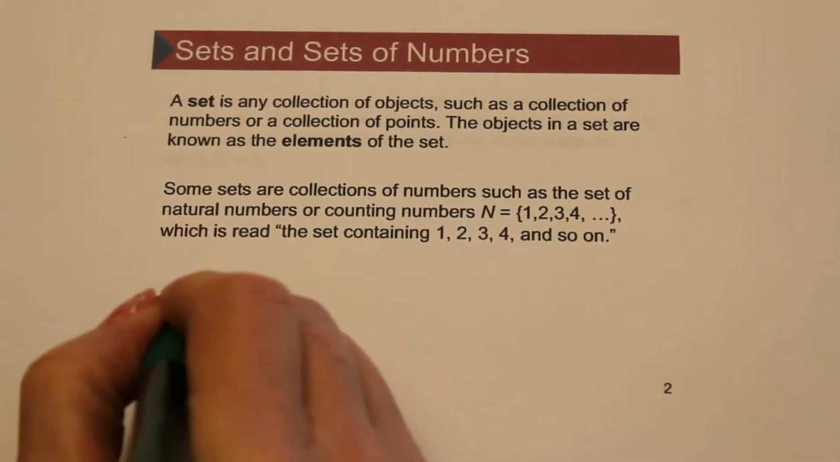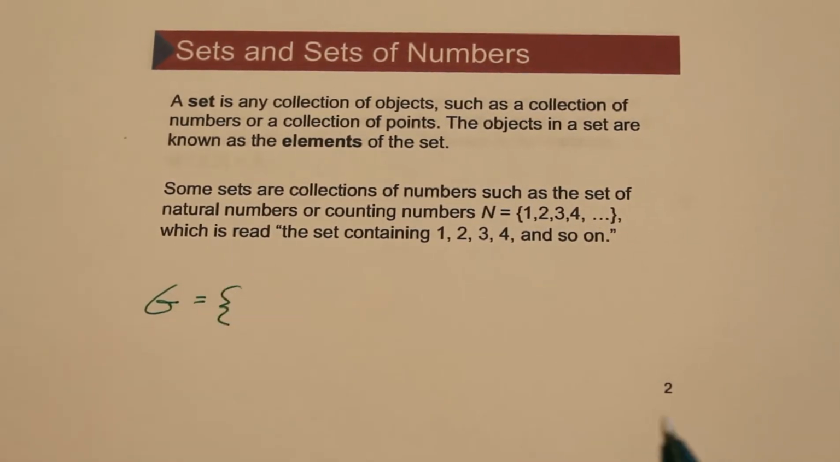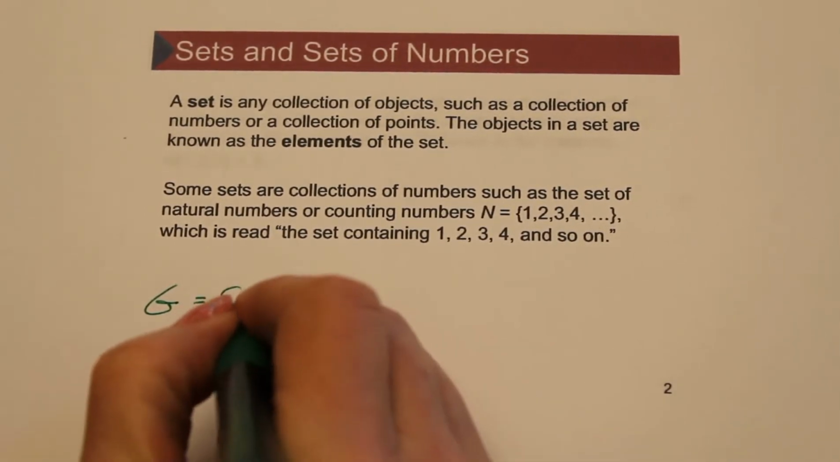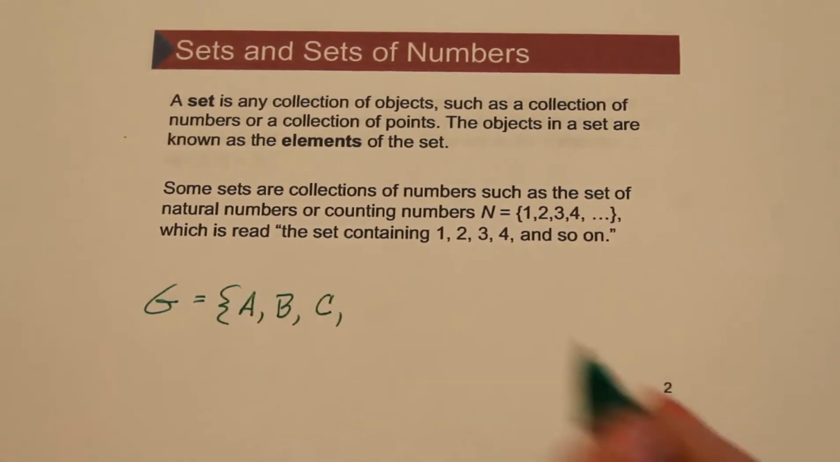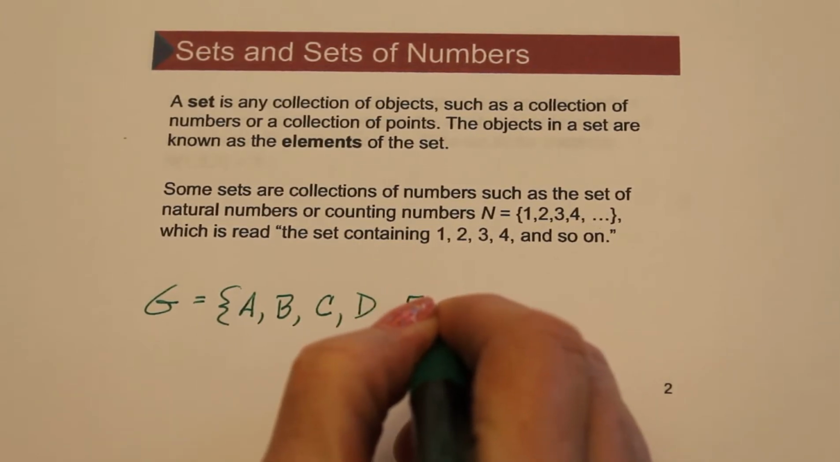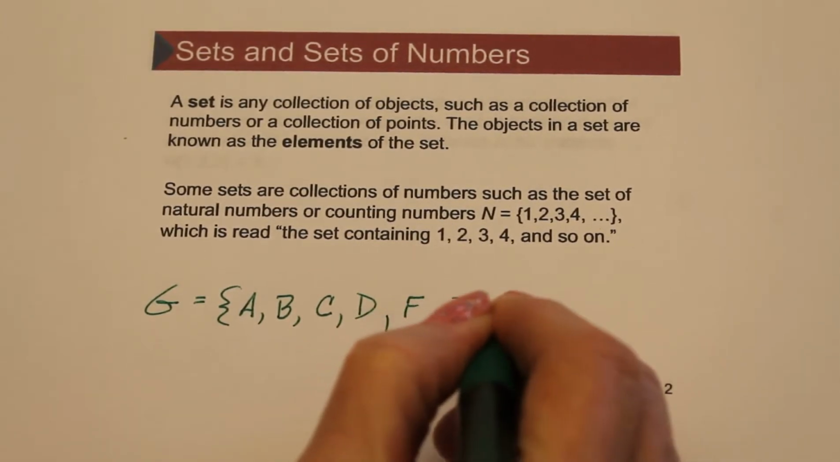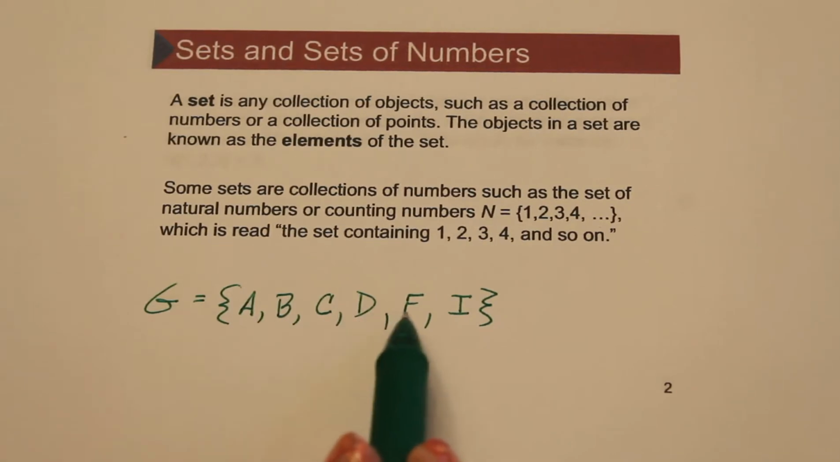So here I'm going to have the set G. Let's say these are all the grades that you can earn in this class. Well, you can earn an A, or a B, or a C, or a D, or an F, or maybe we'll give you an incomplete also. So this set has 1, 2, 3, 4, 5, 6 elements.